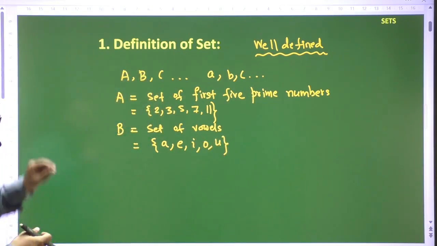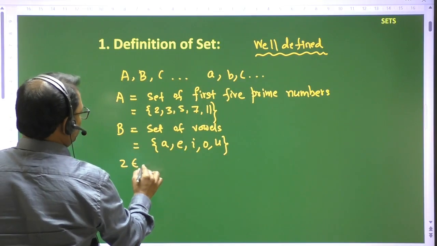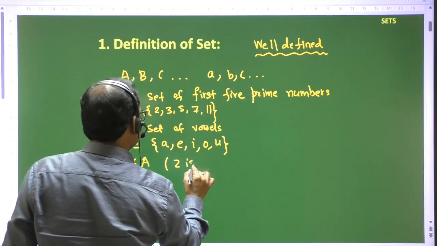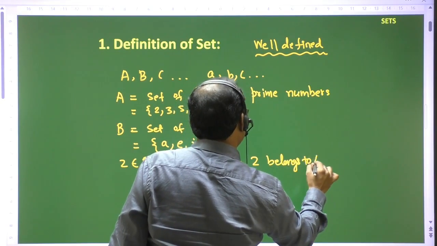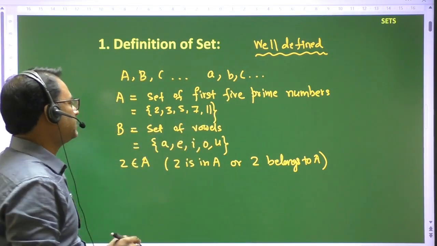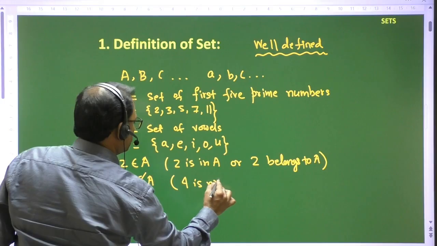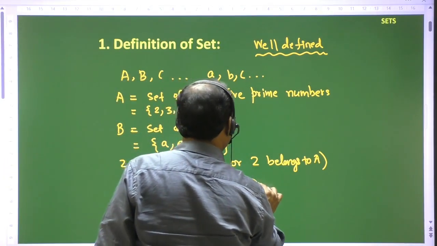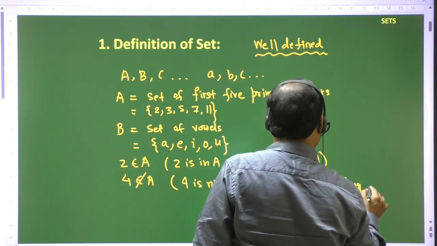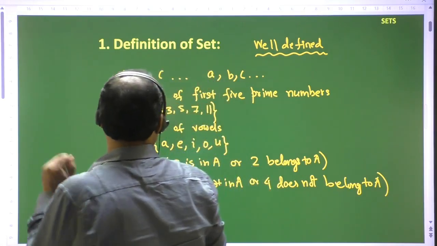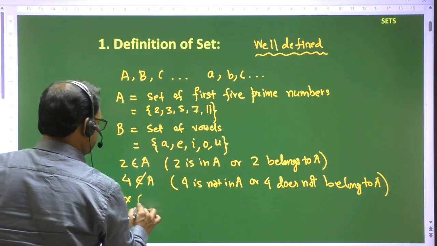Now when we want to say that 2 is an element of A, we write 2 belongs to A. This is read as 2 is in A, or 2 belongs to A, 2 is an element of A. But in this set 4 is not there, so we write 4 does not belong to A. That means 4 is not in A, 4 is not a member of A. Similarly, B is the set of all vowels, so a belongs to B, e belongs to B, but x does not belong to B.